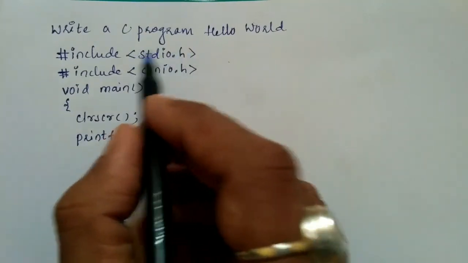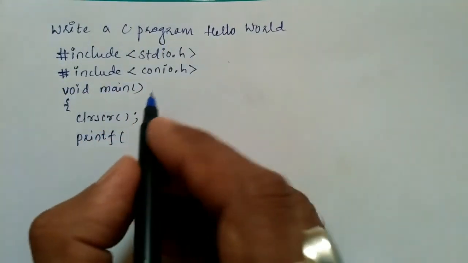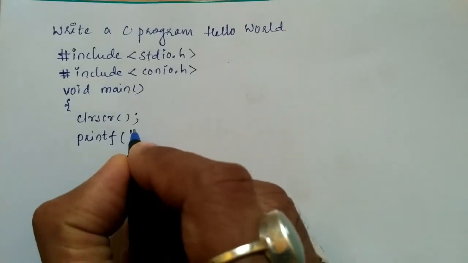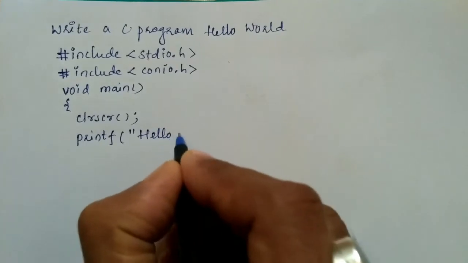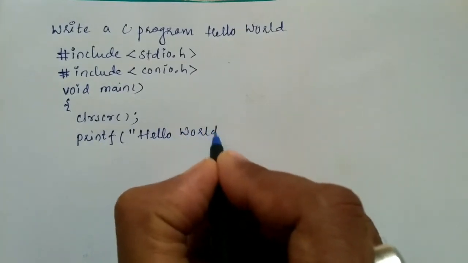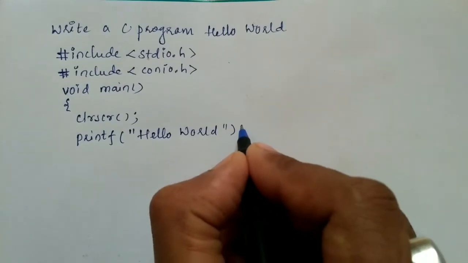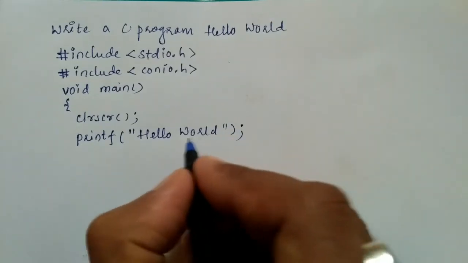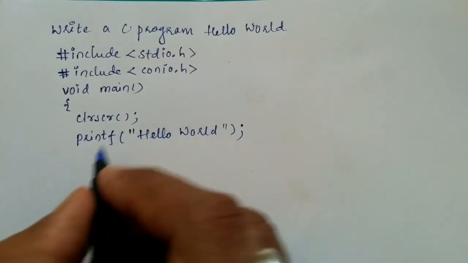And what is the purpose of the program? Write a C program, hello world. It should display hello world. So what we are going to do is write a double quotation mark, and here we are going to write hello world, end the double quotation mark, close the round bracket and put a semicolon. That indicates the termination point of this particular statement.